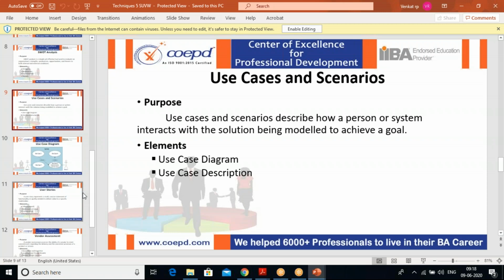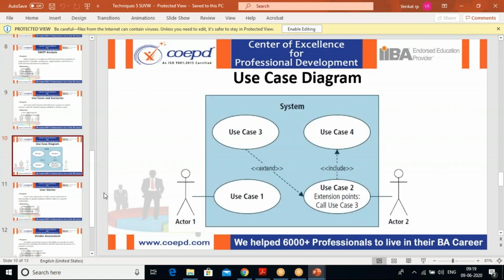It models how the external end users interact with the system and what functionalities they're expecting out of the system that is being modeled here. So a use case diagram is a pictorial representation.